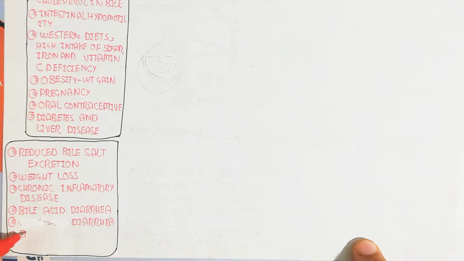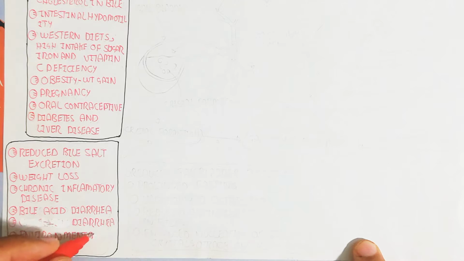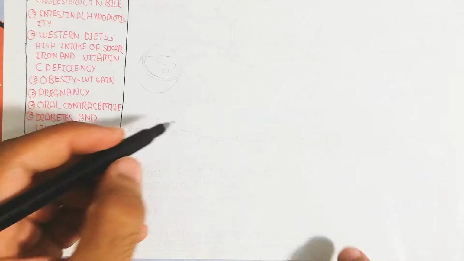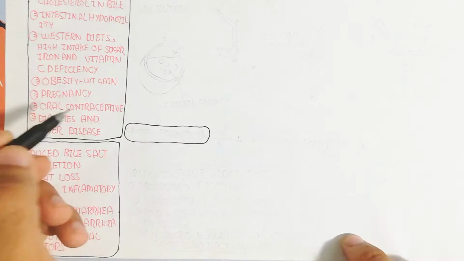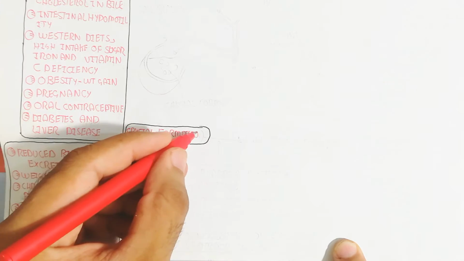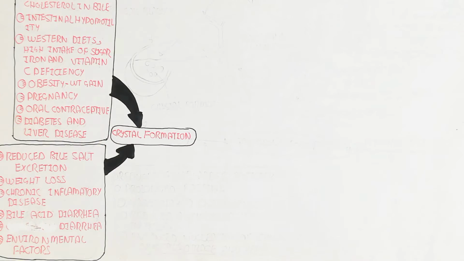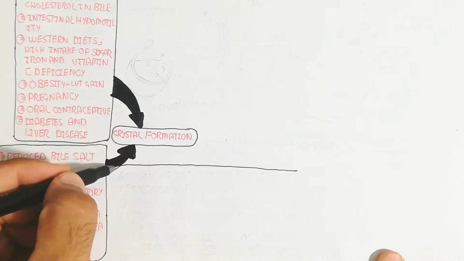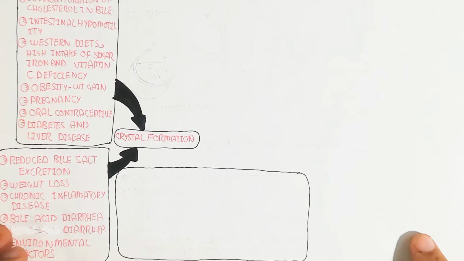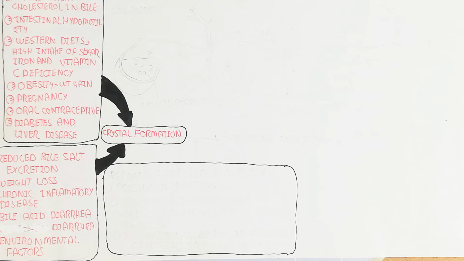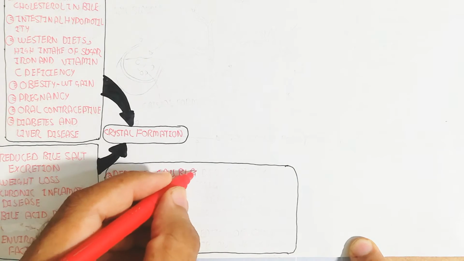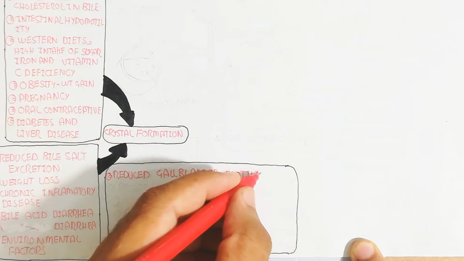So remember, these two are basically the factors which lead to crystal formation. This crystal formation is an immature stone which will mature through reduced gallbladder motility. When gallbladder motility is reduced, it leads to gallstone formation.